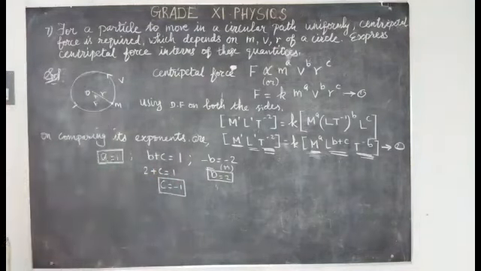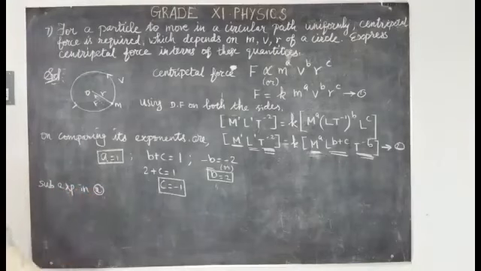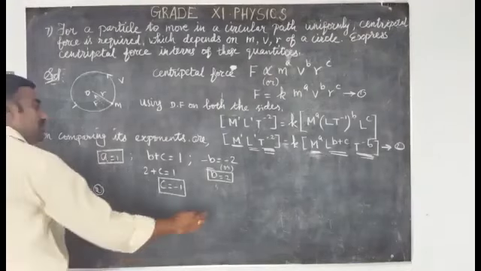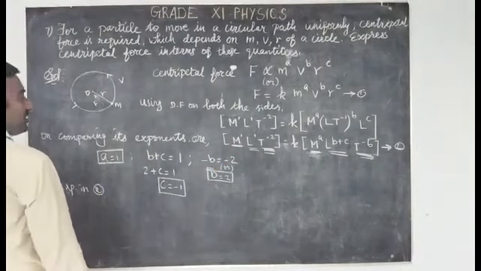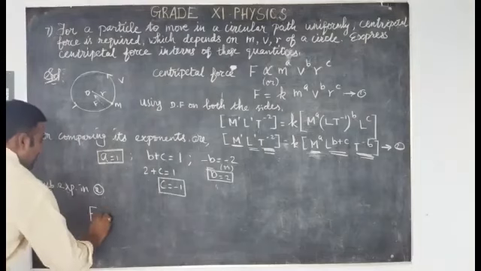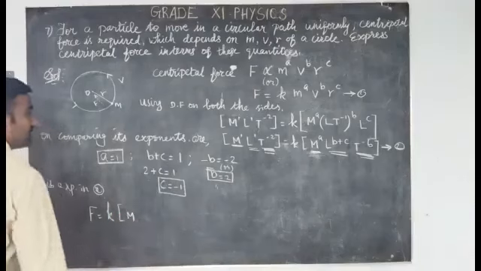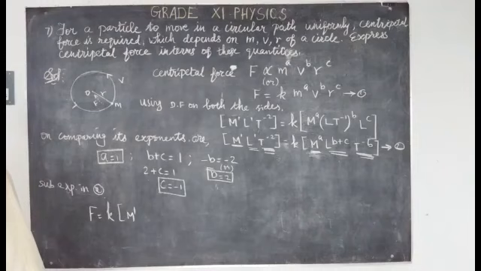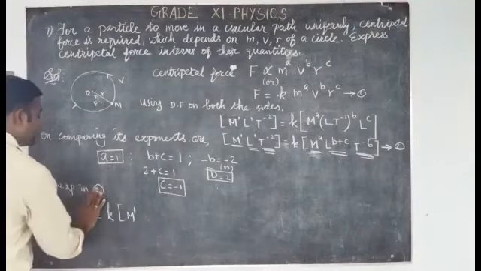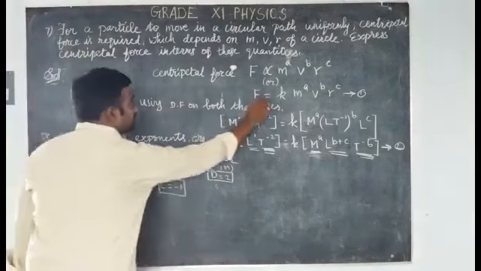Substitute these exponents in equation 2. What will you get? This is the force, so no change. Substitute the exponents, then what do you get? The force F is equal to K into mass power... What is the mass power? 1. Then length... Oh, not in this equation. In the first equation only we should substitute.